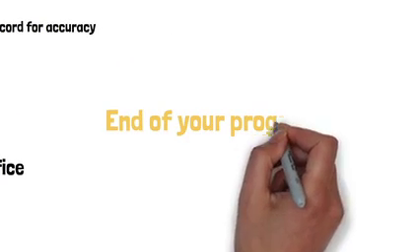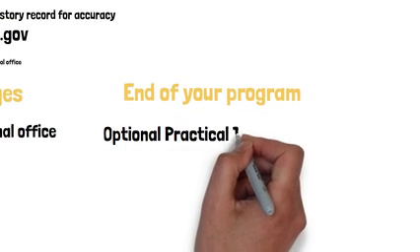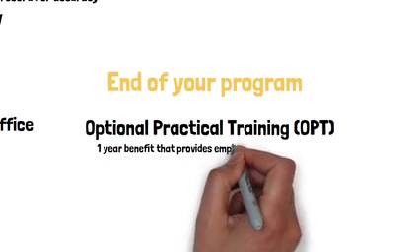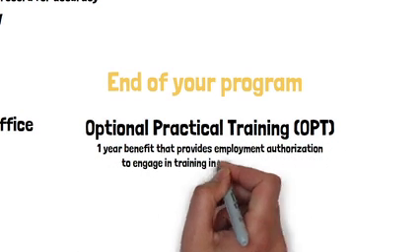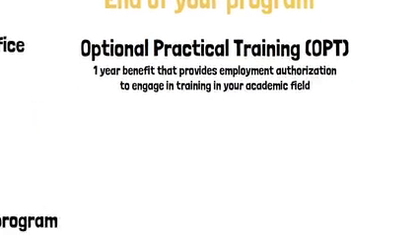The end of your program. When your program end date approaches, you may be eligible to apply for optional practical training, or OPT, which is a 1-year benefit that provides employment authorization to engage in training in your academic field. More detailed information regarding OPT will be discussed in future videos.